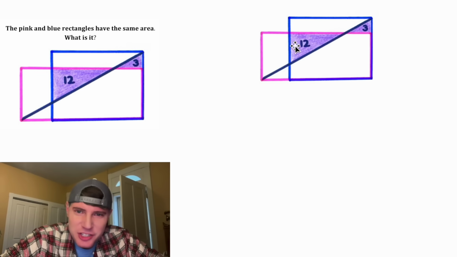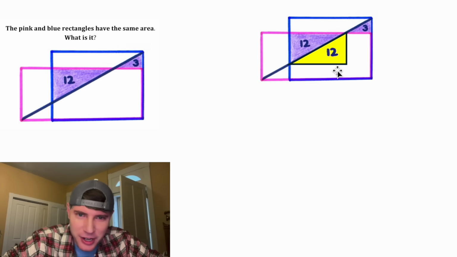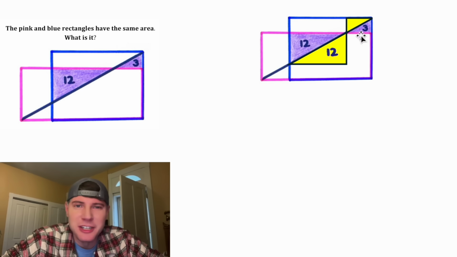First, looking at this triangle, let's complete this rectangle, and this triangle will be congruent to this triangle. It'll also have an area of 12, and we can match the font. And same thing up here, let's complete this rectangle, and this triangle is going to be congruent to this triangle. It will also have an area of 3.